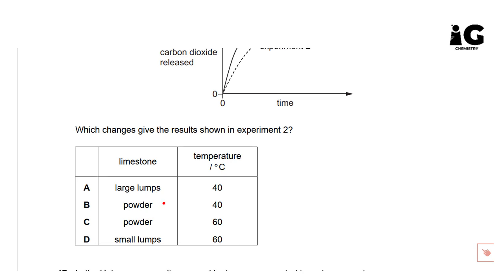Powder is wrong, because powder will make it a faster rate, and small lumps would be the same. 60 degrees Celsius as temperature will make it a faster rate, so this is also wrong because the temperature stays the same, 40. So the correct answer is large lumps, because large lumps will make the rate slower, not faster. So the correct answer should be A.